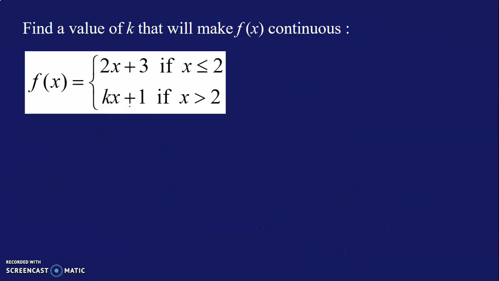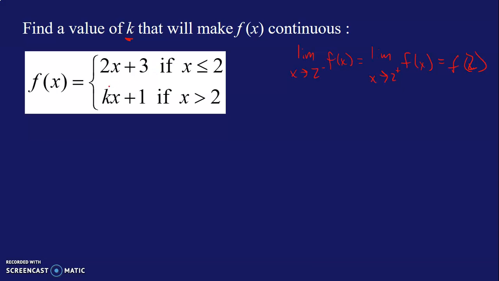All right. On this problem, I want to find the value of k that would make this function continuous. So in order for the function to be continuous, the limit as x approaches 2 from the left is going to need to equal the limit as x approaches 2 from the right, and those are both going to need to equal f of 2. So in order for this to be true, we need to find the k value so that all three of these things are equal to each other, and then that function will be continuous. So why don't you hit pause real quick and see if you can figure out what value of k it is.